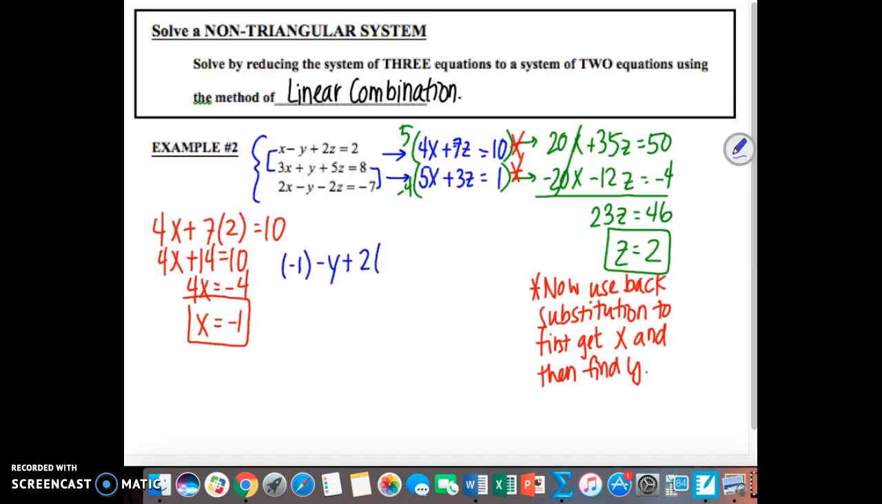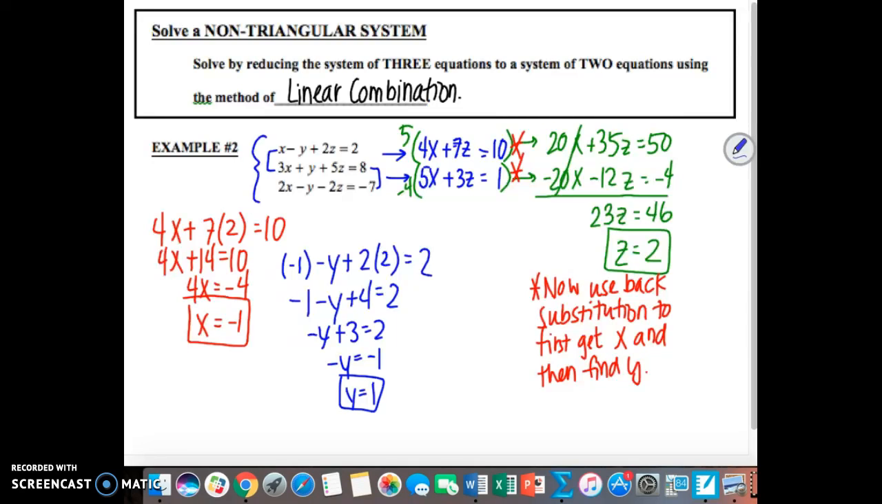Again, I'm just going to use the first equation, so we'll have -1 minus y plus 2 times z, which we said z was 2. So 2 times 2 equals 4. So -1 minus y plus 4 equals 2. Combining like terms, we have -y plus 3 equals 2. So solving for y, we need to first subtract 3. We're left with -y equals -1. Dividing by -1, we have y equals +1.